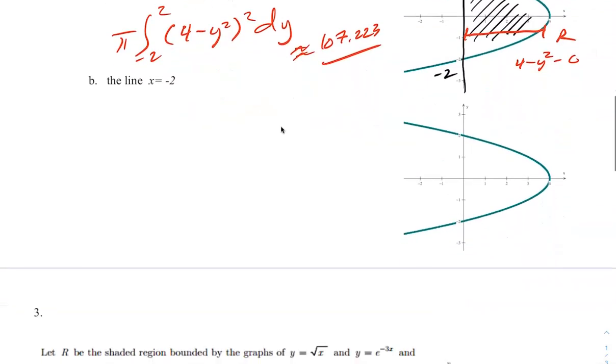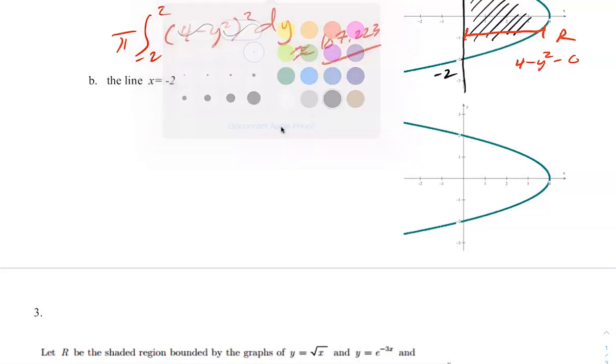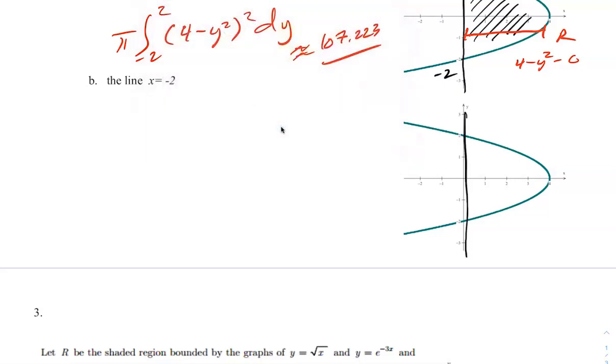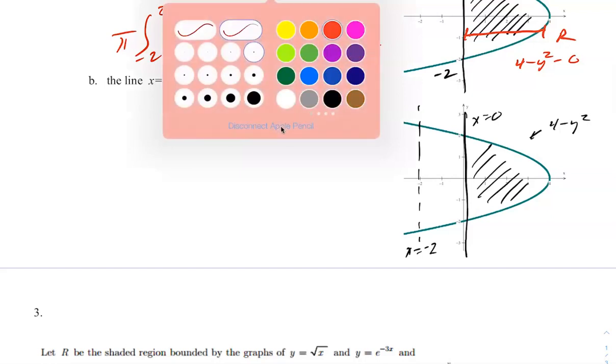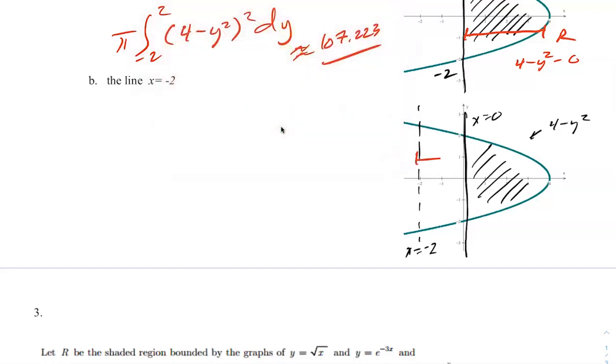Next one, same idea, but now we're going to rotate across the line x equals -2. So again, we still want this portion, where this is still 4 minus y squared, and this is still x equals 0. But now we're going to rotate it around the line x equals -2. So this one's going to be a washer method. We're going to have a big R. Big R is right minus left, so 4 minus y squared minus -2. So I'm going to get 6 minus y squared.